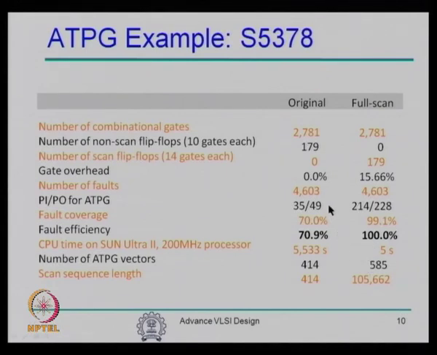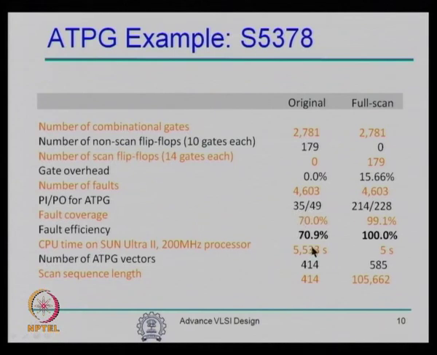But now, if you look at the test application, if you generate the test vectors using sequential ATPG, you may generate say 414 test vectors, and in order to apply them you need only 414 cycles. Whereas here you generate 585 test vectors, and in order to apply them you need about 1 lakh cycles. So now you can see the overhead in terms of time, and this is a recurring cost. But as I mentioned earlier, this can greatly help the test generation.